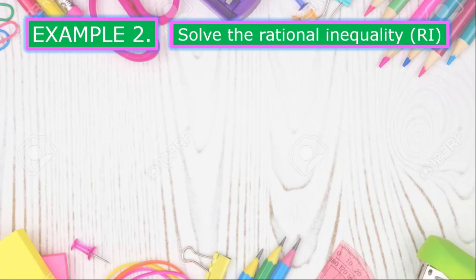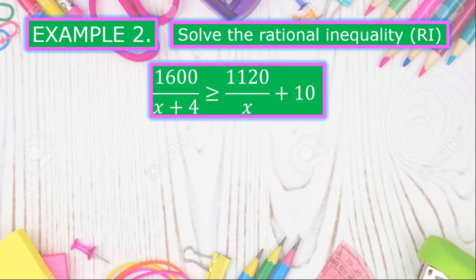Example 2. Solve the rational inequality 1600 over x plus 4 is greater than or equal to 1120 over x plus 10. Again, we have to put on one side of the inequality all the terms, leaving the other side 0.